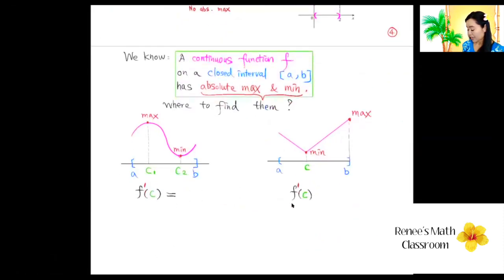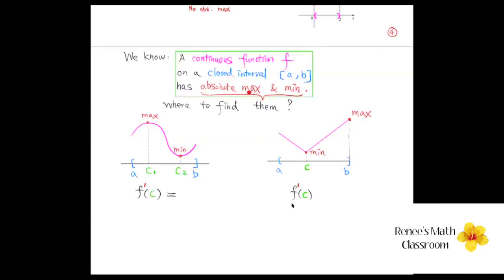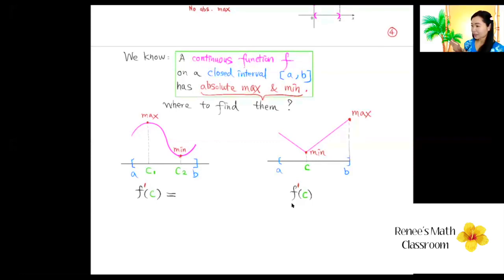Now, we know that it's guaranteed that if a function is continuous on a closed interval, it will have an absolute maximum and absolute minimum. So somewhere on that closed interval, you get the absolute maximum and absolute minimum. But where do you find them? It's like an Easter egg hunt. Somewhere in the room, but where do you find them? So the location of the absolute maximum and absolute minimum, we're going to talk about where to find them.